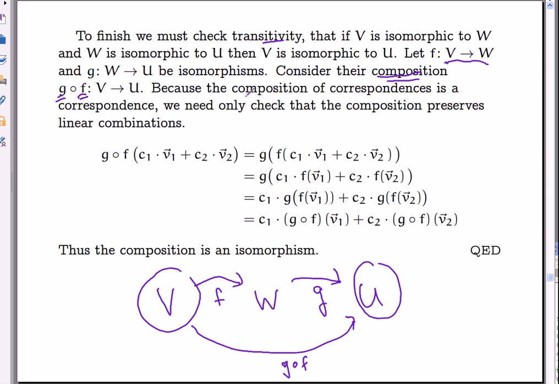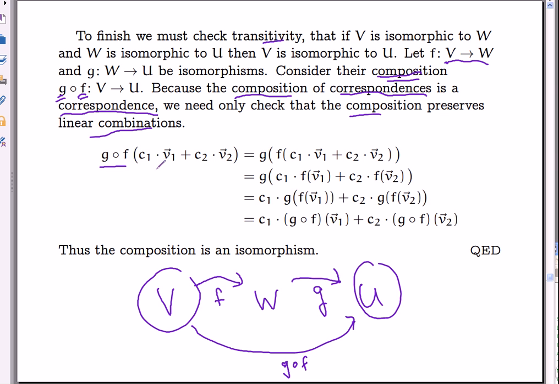All right, now here he's using the fact that the composition of bijections is a bijection. That's another fact that you can check from your discrete math textbook or your abstract algebra textbook. So we only need to check that composition preserves the linear combinations. And this is just repeated application of the linear combination principle.